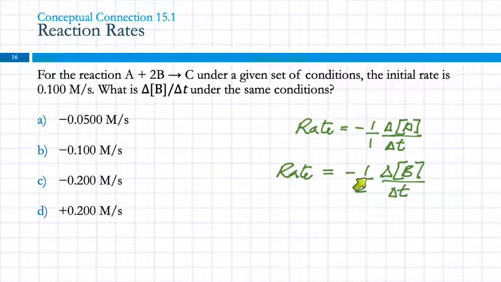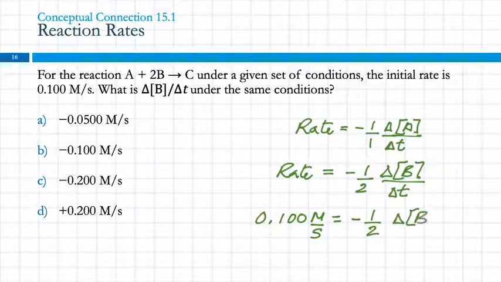So the rate is equal to minus 1/2 the change in B over the change in T. So if this was the change in B, the rate would be half of that. That's the problem I was doing. I don't know why, because that's not the problem that's listed here, right? What we want is this part right here. The rate is 0.100. And so that's negative 1/2 times the change in B over the change in T. So we need to multiply by -2.